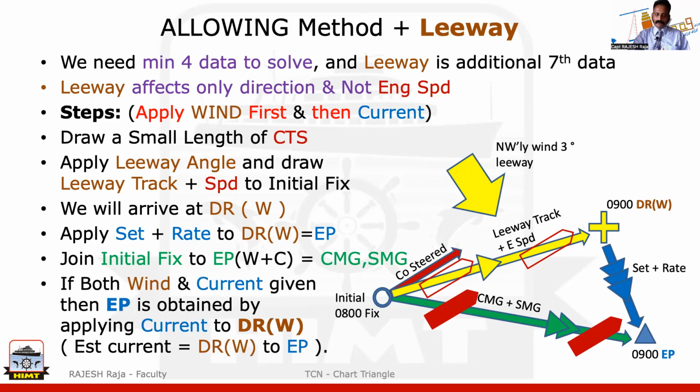So if both wind and current are given to you in any question, please remember to apply the current or estimated current, whatever is given in the question, to the DRW. So estimated current can be called DRW to EP. This is also a way of calculating the estimated current.